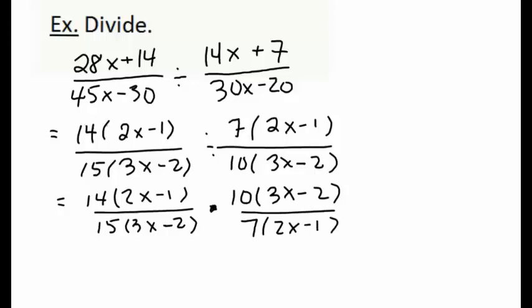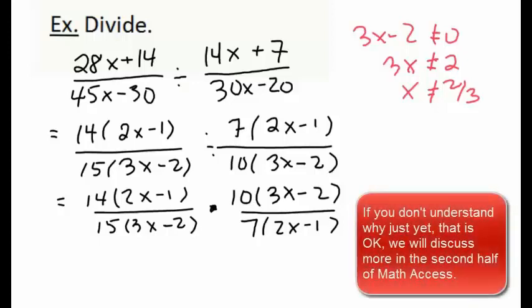Now, our restrictions for division questions are a lot more challenging to think about. What we're not allowed to have is either original denominator equal to 0. So that means that this 3x minus 2 is not allowed to be 0. So let's begin with that one. We could add 2 to both sides, and then divide both sides by the value of 3. So we see that x is not allowed to be 2 over 3.